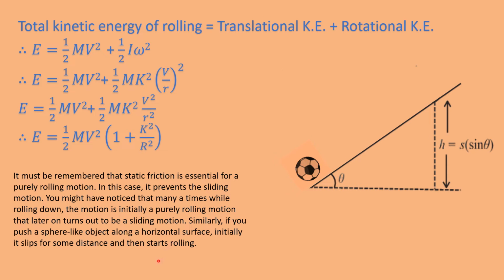Similarly, if you push a sphere-like object along a horizontal surface, initially it slips for some distance and then it starts rolling, and thus without static friction the object cannot roll. Either it will roll first and then slip, or it will slip or slide first and then roll.